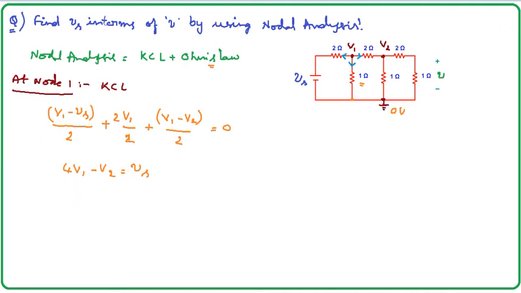Similarly, we need to go ahead with the same thing at node 2. So at node 2, again the application of KCL.